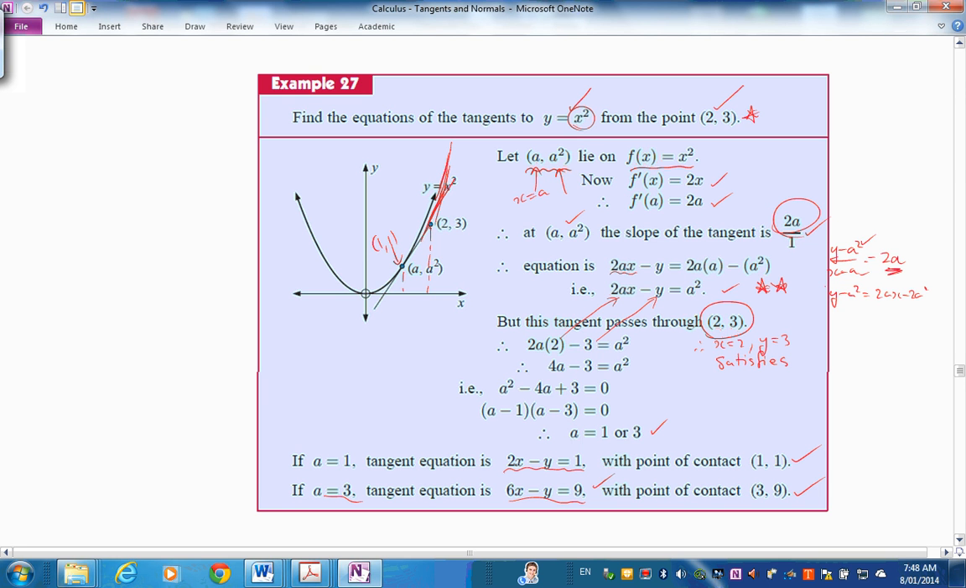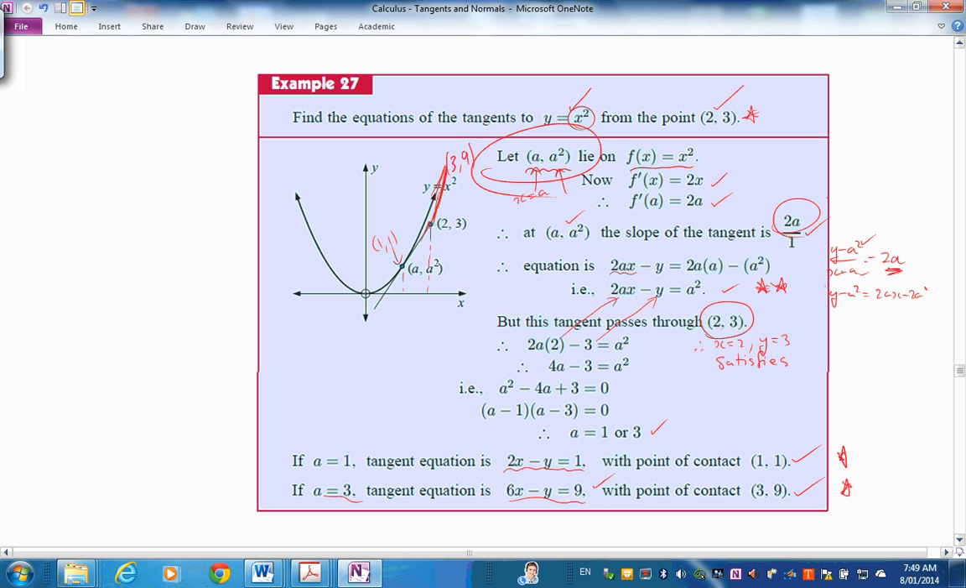Can you see that? We could draw, not the same tangent, if I'm trying to draw it in here. So there's another tangent there. This would be the point (3, 9). That's the idea. From (2, 3), you can actually draw tangents to y equals x squared at two different places. Here they are here.